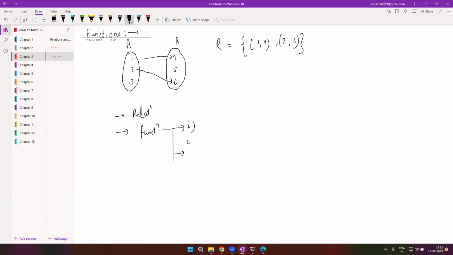First condition is all the elements of input. Now here input is 1, 2, 3. Set A is our input, right? First set is input, second set is output. Or first set is domain, second set is range. You can see it like that. So first condition is all the elements of the set domain must have a single output.